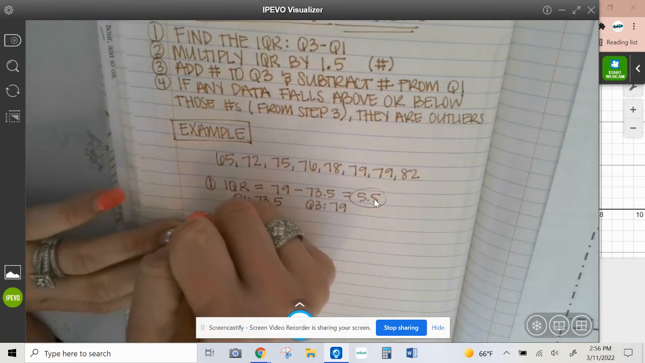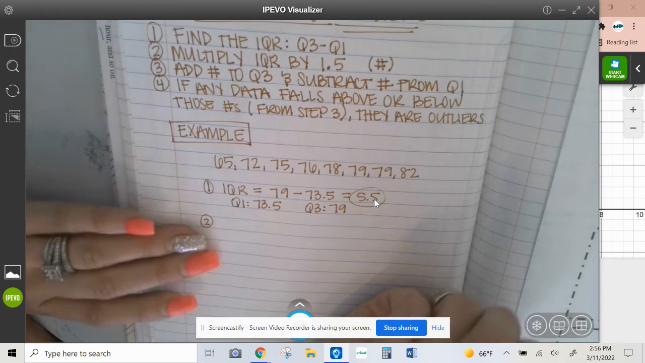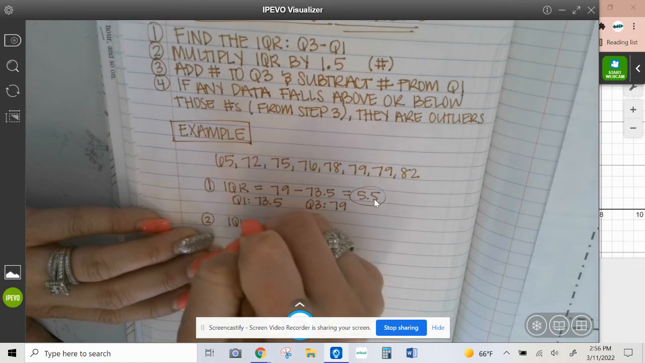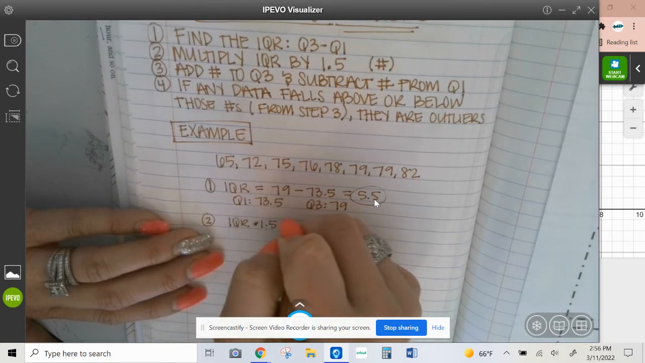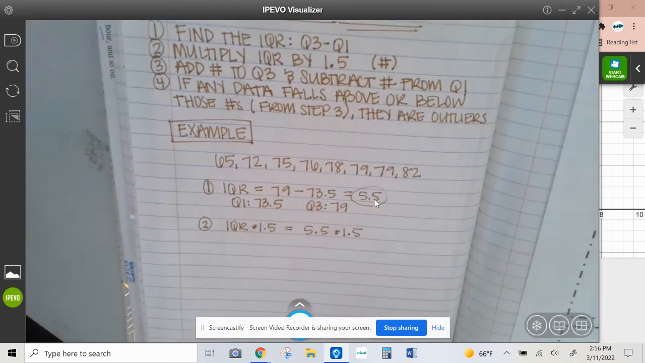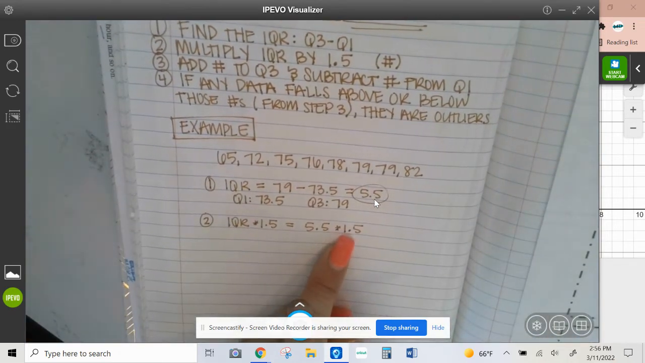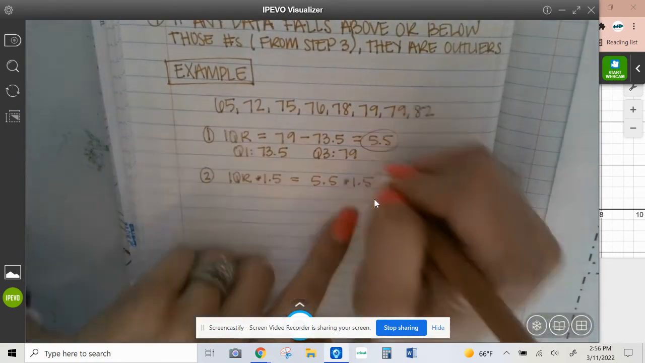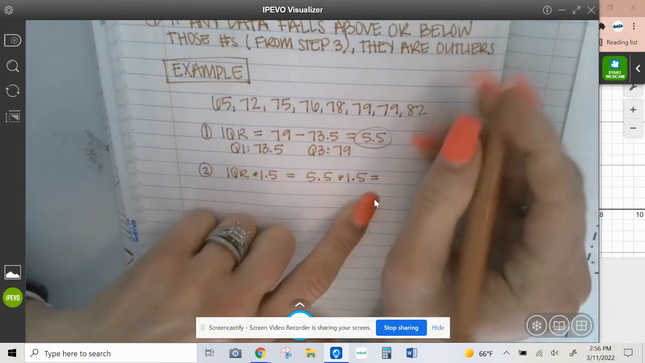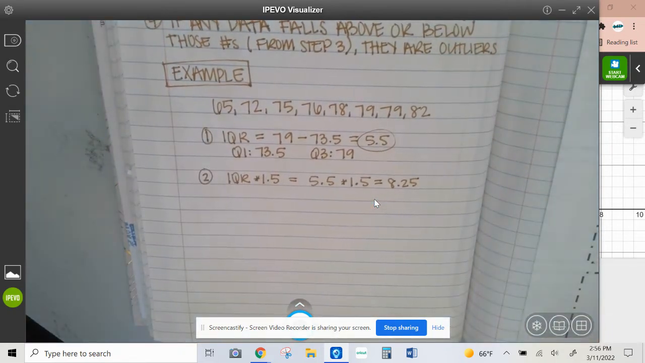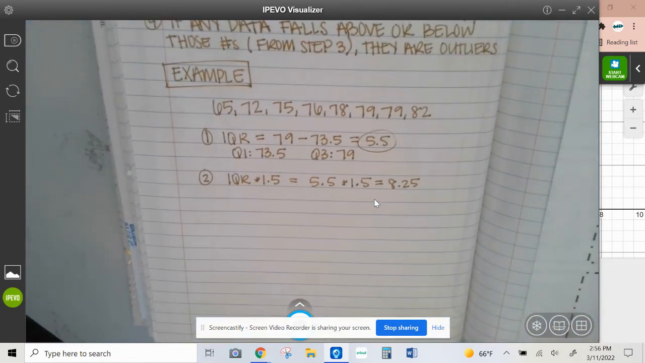Okay? My second step is to multiply the IQR times 1.5. So that's going to be 5.5 times 1.5. Again, it's always 1.5. That's the magic number. And when I do 1.5 times 5.5, I end up getting 8.25. So this is my magic number now, okay?